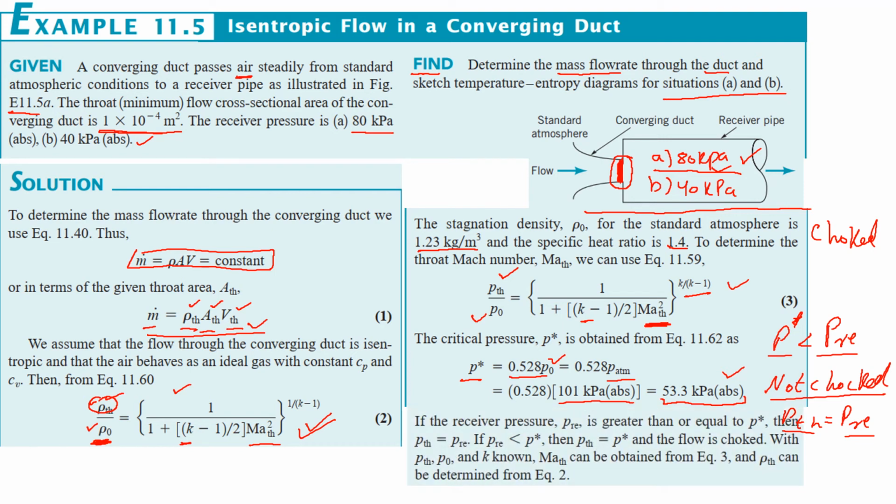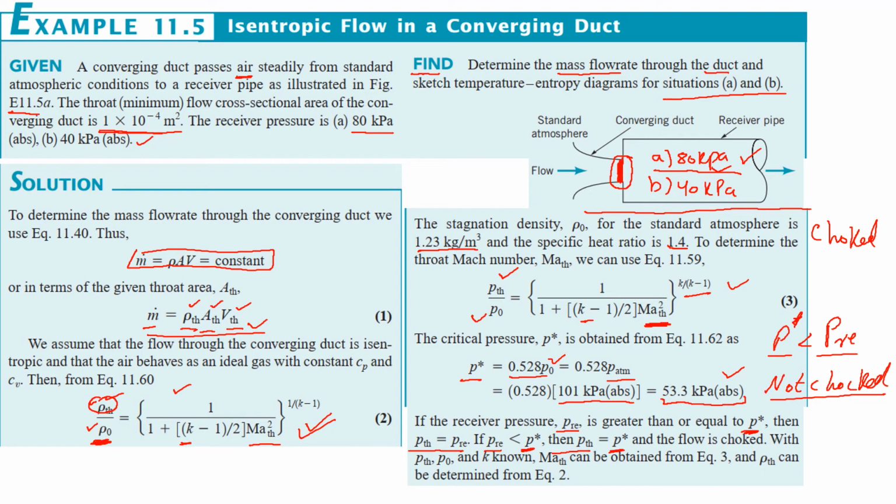So this is what we already said, that if the pressure of the receiver, that is this one, is greater than or equal to the critical pressure, that is the pressure at the choking condition, then we will say that the throat pressure is equal to the receiver pressure. But if the receiver pressure is less than the critical pressure, then the throat pressure will be equal to the critical pressure, because we covered in choking flow that choking flow is a condition in which the mass flow rate and the Mach number do not change if you further decrease the pressure downstream.